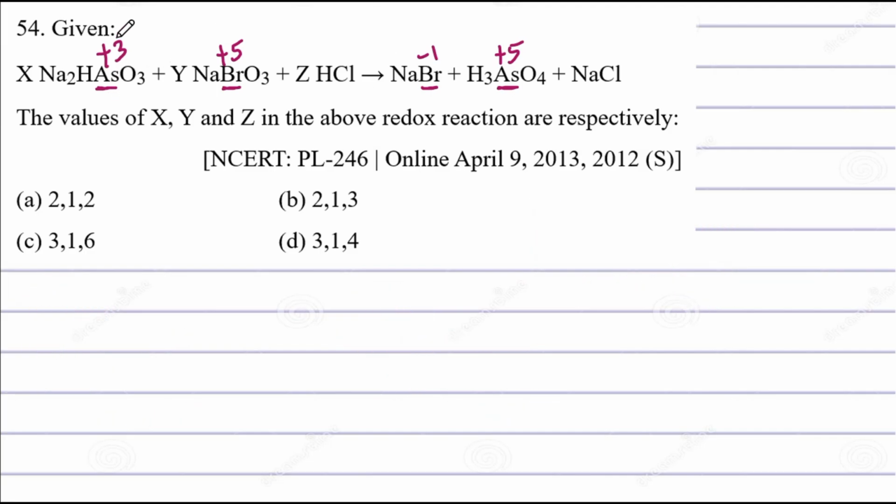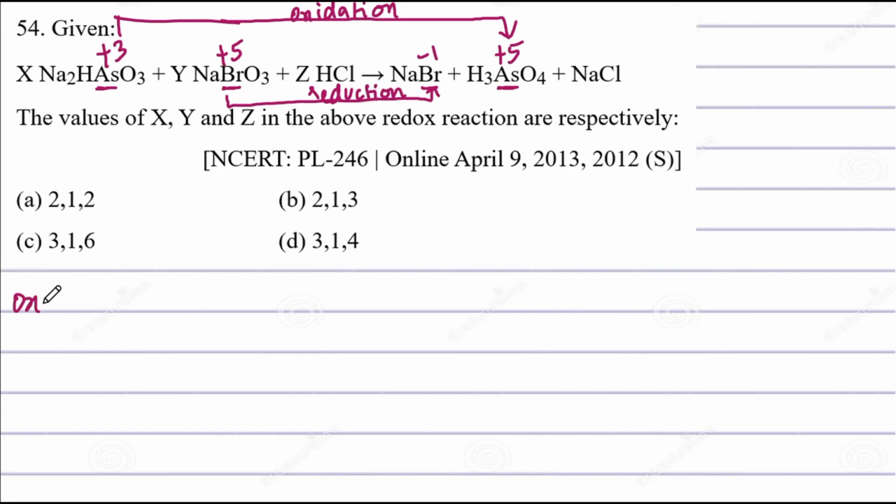So for arsenic it is an increase in oxidation state, so it is oxidation. Then for bromine, it is a decrease in oxidation state, so it is reduction. So we will see the oxidation half reaction and the reduction half reaction separately. First let us see the oxidation half reaction. Na2HAsO3 is converted to what? It is converted to H3AsO4.